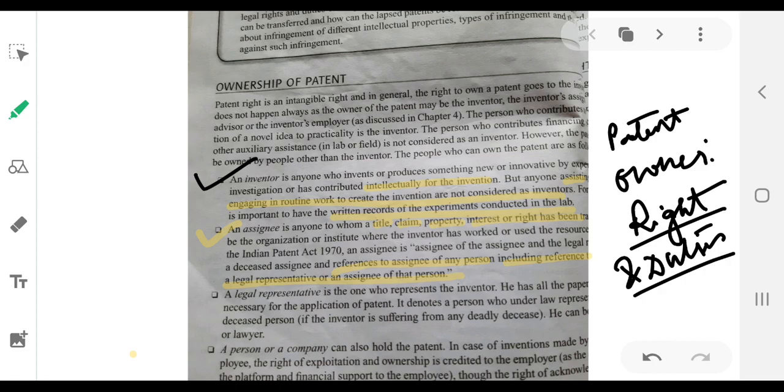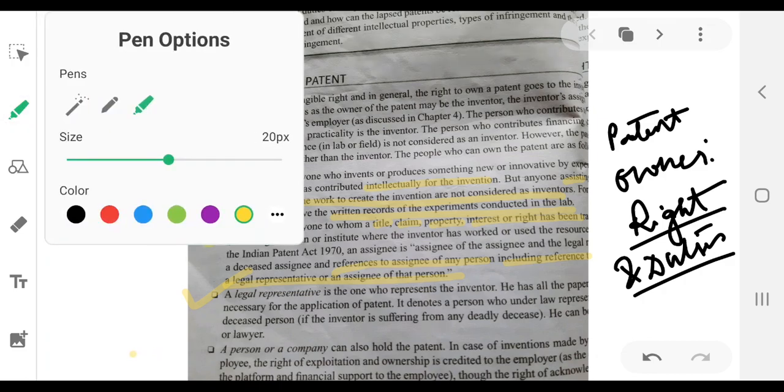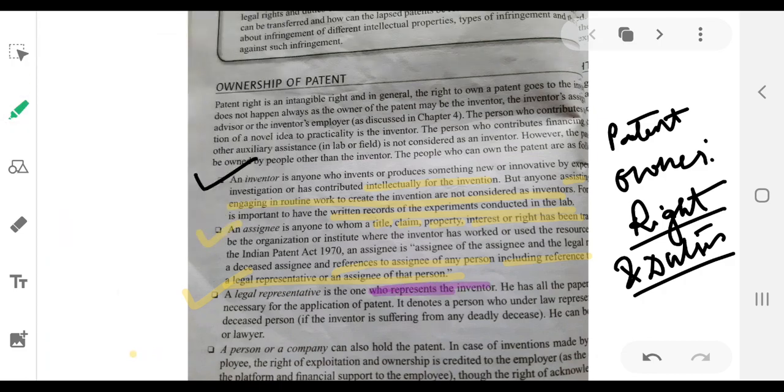Now here comes another important term, that is your legal representative. So what is a legal representative? A legal representative is the one who represents the inventor. He has all the papers and documents necessary for the application of the patent. It denotes a person who under law represents the estate of a deceased person. If the inventor is suffering from any deadly disease, he can be the patent owner, or a patent agent, or a lawyer.